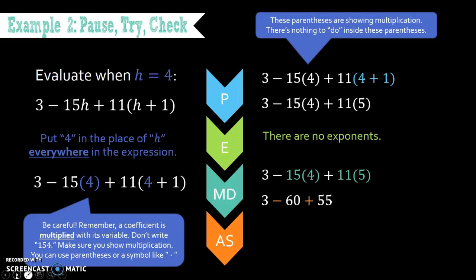Now we do addition and subtraction in order from left to right. 3 minus 60 gives us negative 57. Then we're going to add 55. My final answer for evaluating this expression is negative 2.